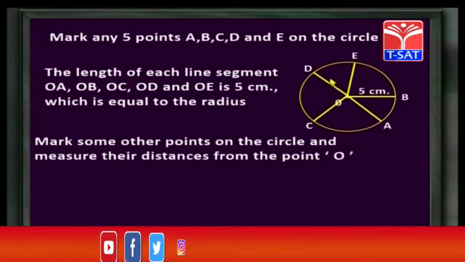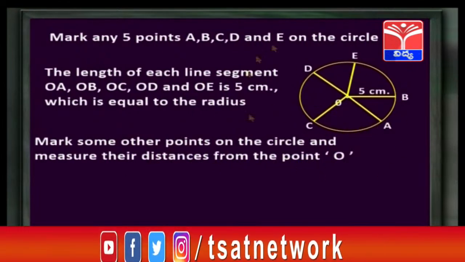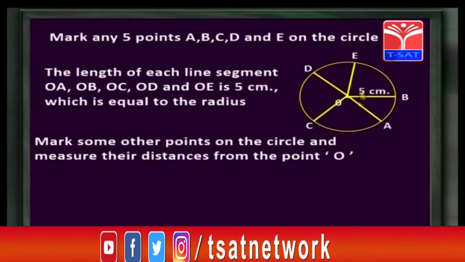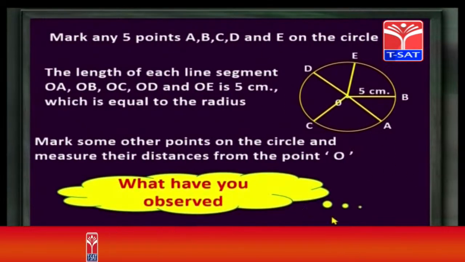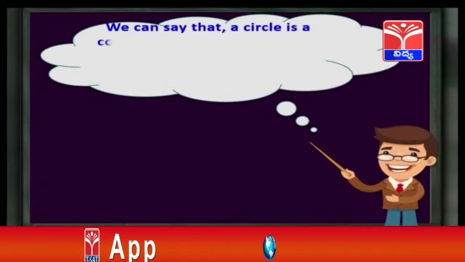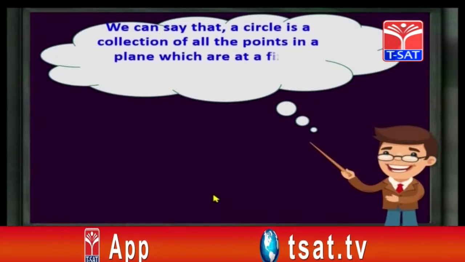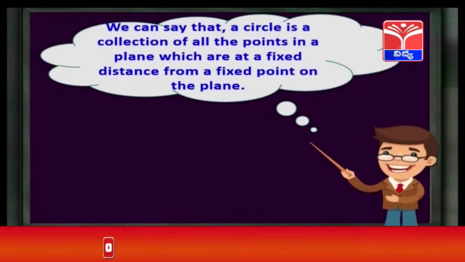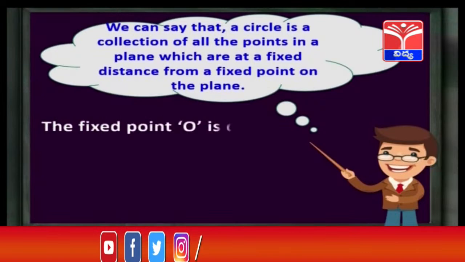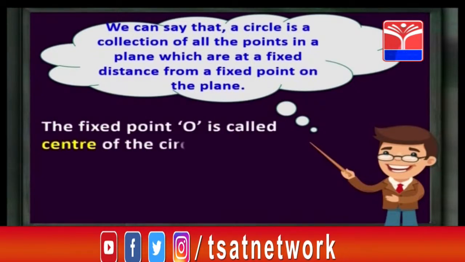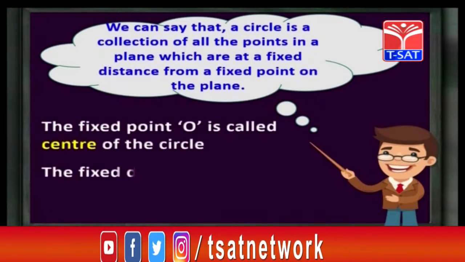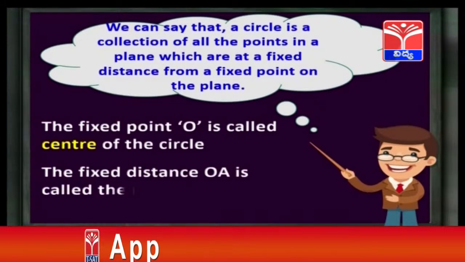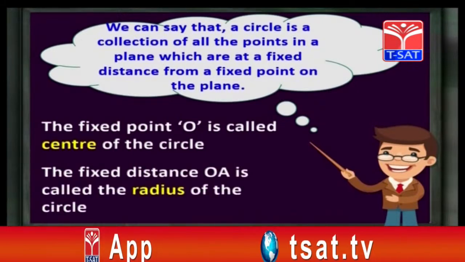Mark some other points on the circle and measure their distances from the point O. If you mark any other points like this and measure their distance, what can you observe? What have you observed, students? We can say that a circle is a collection of all the points in a plane which are at a fixed distance from a fixed point on the plane, and the fixed point O is called the center of the circle and the fixed distance OA is called the radius of the circle.